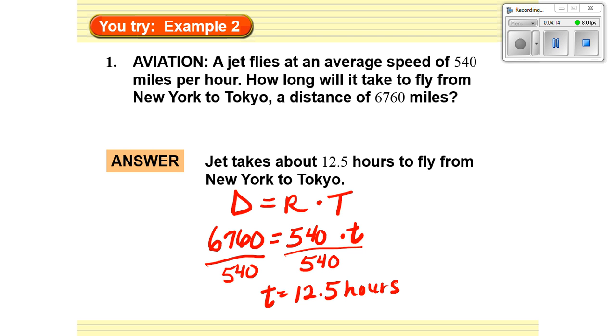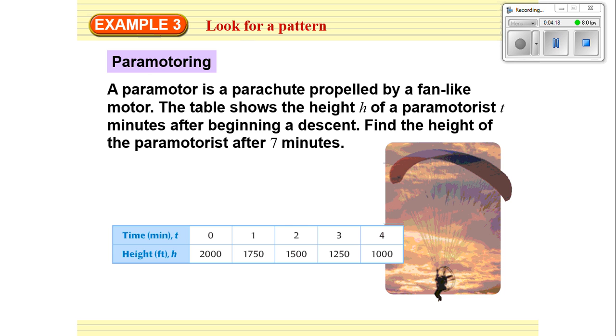Let's talk about an example that we could use that would look for a pattern. Sometimes this is very helpful in predicting after so many times. So we have a paramotorist. A paramotor is a parachute propelled by a fan-like motor, and the table shows the height h of the paramotorist t minutes after beginning its descent. Find the height of the paramotorist after 7 minutes.